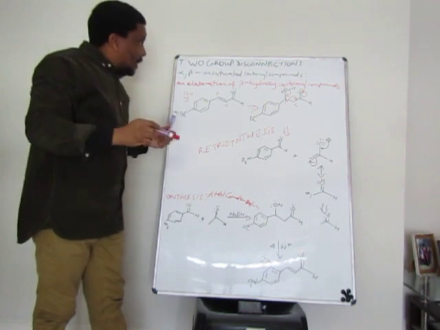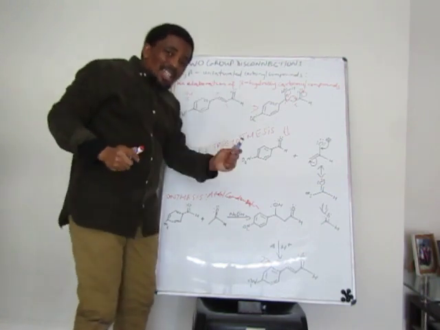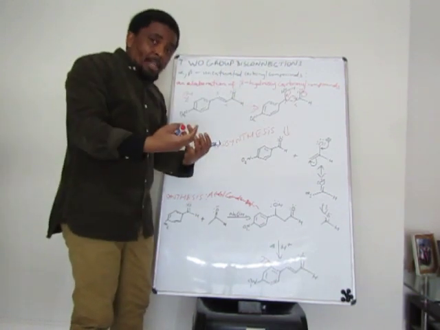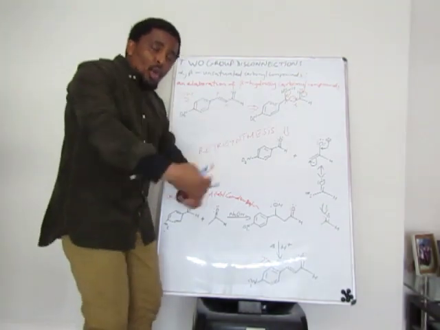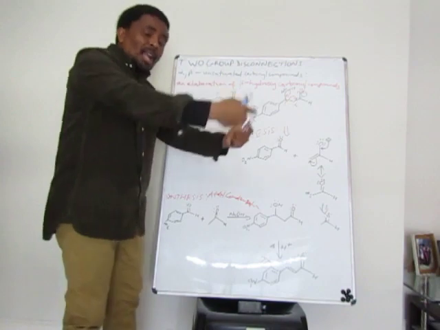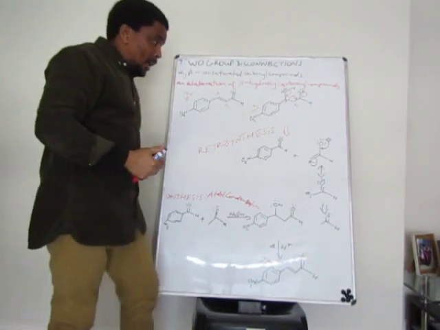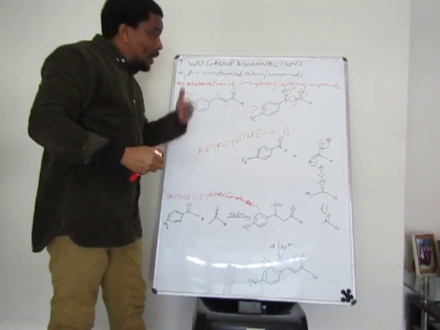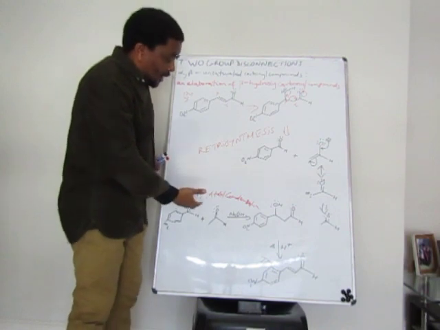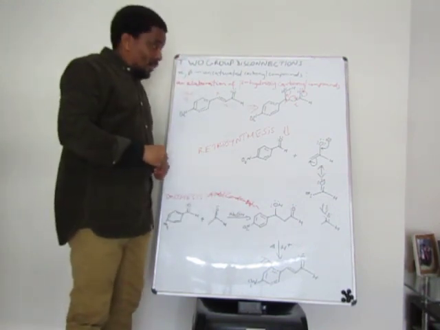So in a nutshell, when you have an alpha beta unsaturated carbonyl compound, do not be scared. All that you have to know is that it's an elaboration of what you already know, which is your beta hydroxy carbonyl compound. Then in the next class, I will show you how to carry out the mechanism of this reaction. Thank you.